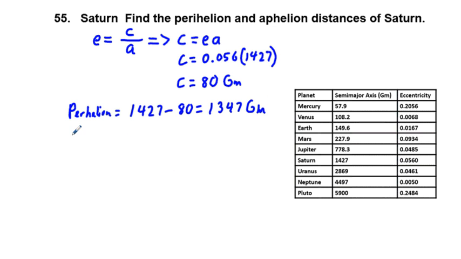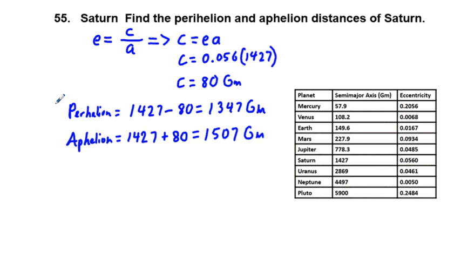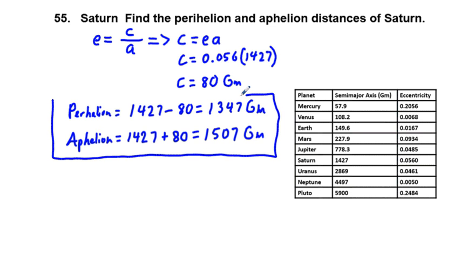Okay, and our aphelion, which is our longest distance, is going to be this semi-major axis, this time plus 80 gigameters, which is going to be equal to 1,507 gigameters. And so there we have our perihelion and aphelion together.